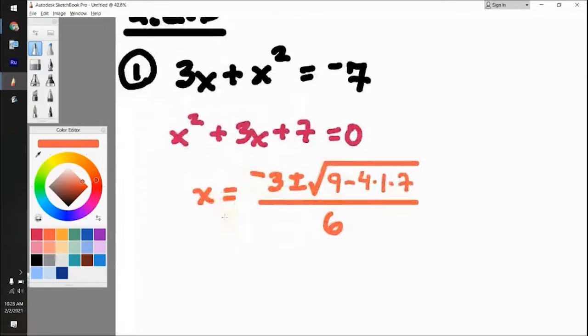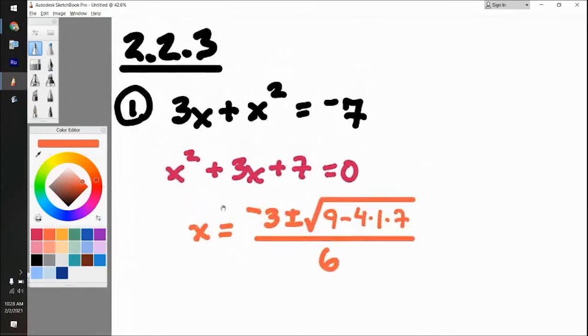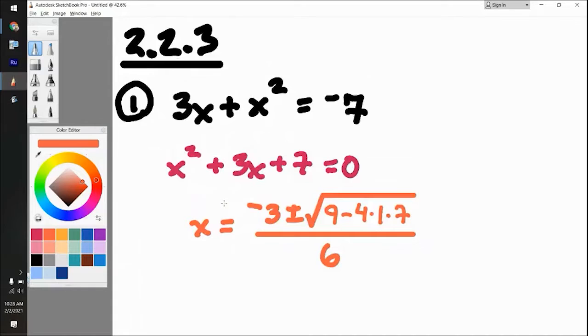Okay. You should be able to do this by now quite easily. It was on your Unit 1 test. It's not going to go away anytime soon. You're going to have problems like this in this unit. So make sure you know how to do this. Right here, this is 28. So it's 9 minus 28, which is just going to be -19. So you're going to have -3 plus or minus the square root of -19, all divided by 6.